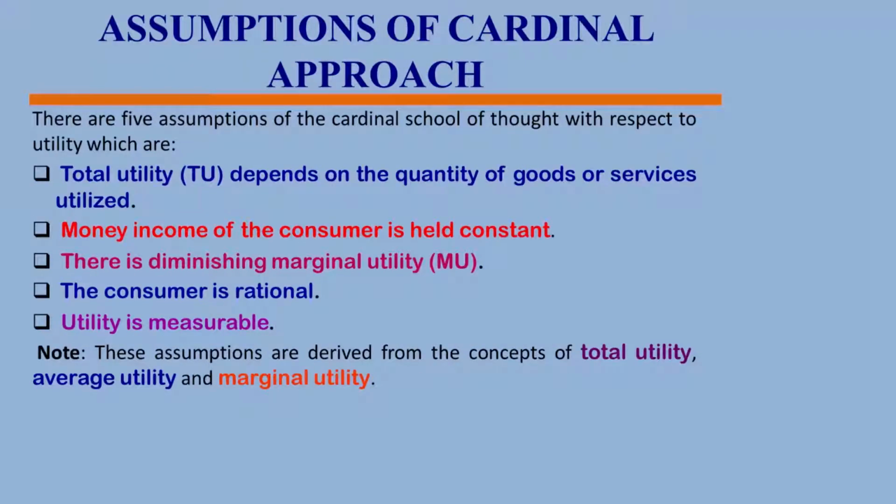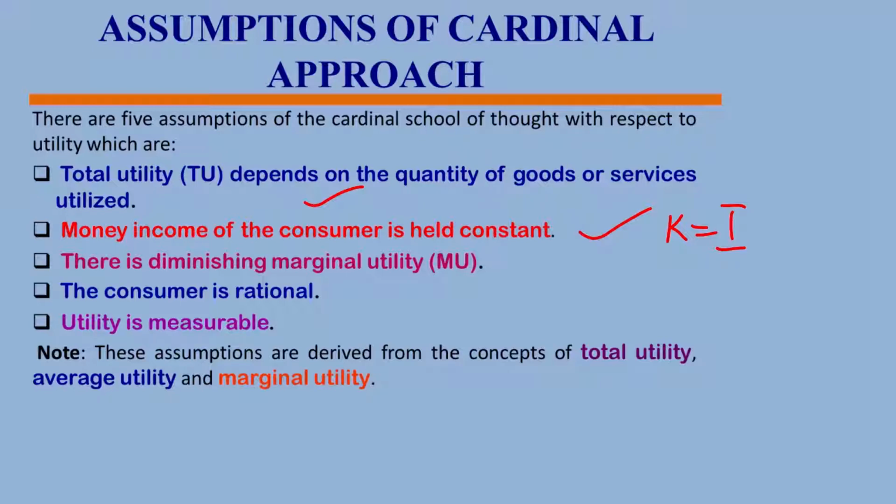Assumptions of the cardinal approach. There are 5 assumptions of the cardinal school of thought with respect to utility. What are these assumptions? The first one is that total utility to you depends on the quantity of goods or services utilized. The second assumption is that money income of the consumer is held constant. That means K is equal to I. K represents the constant and I represents income.